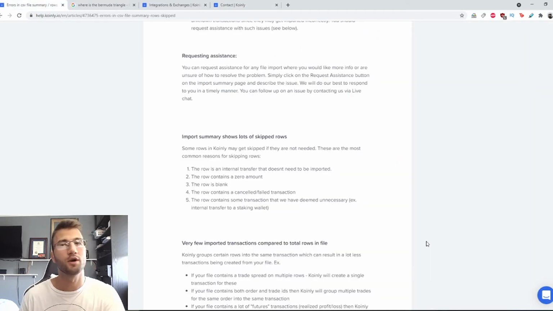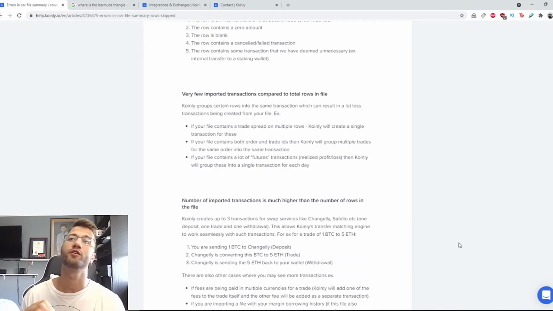Okay, another thing we can talk about is import summary shows lots of skipped rows. Skipped rows are a common issue that we see on Koinly. Some rows in Koinly may get skipped if they are not needed. These are the most common reasons for skipping rows. The row is an internal transfer that doesn't need to be imported. So we talked about transferring between wallets you own and why that doesn't need to be imported. The row contains a zero amount. The row is blank. The row contains a canceled or failed transaction. The row contains some transaction that we have deemed unnecessary. Like I said earlier, an example of this is an internal transfer for a staking wallet.